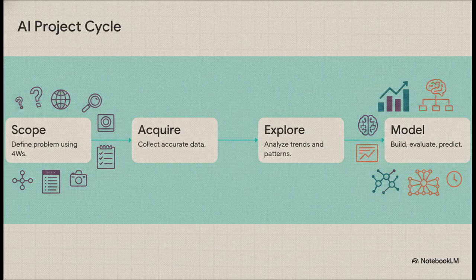Step 4 is where you actually build the model and select the right algorithm. Step 5 is evaluating the model to ensure it's accurate, which finally leads to Step 6, prediction. This cycle ensures you aren't just throwing math at a wall to see what sticks. You are engineering a deliberate, targeted solution.